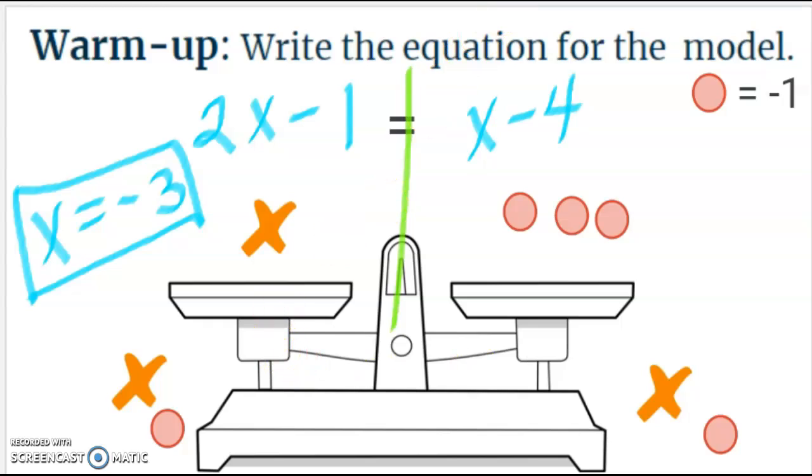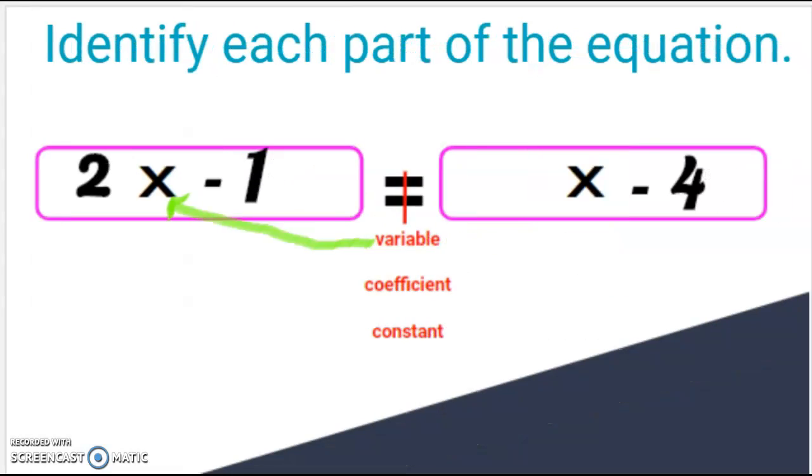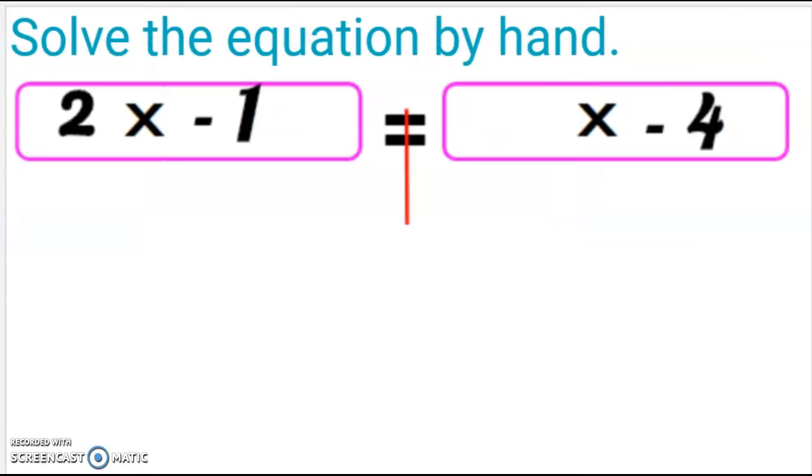Now let's move on. You should have already done slide 2, identified the variable, coefficient, and constant. So that way it's easier for us to do slide 3. Remember, this is the one where we're solving the equation by hand. So I set it up for you. I split up the problem, right? Our next step is to move the x that is smaller. So I've got a 2x on this side, and I've got a 1 because there's an imaginary 1 there, right? So I know that this 1 is smaller.